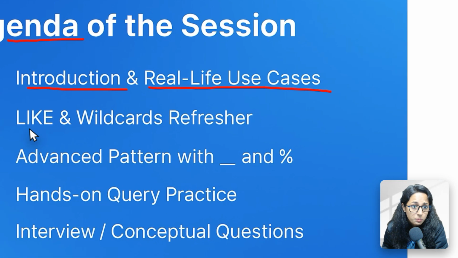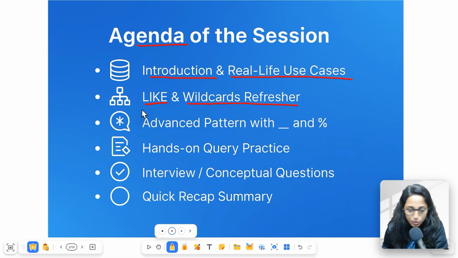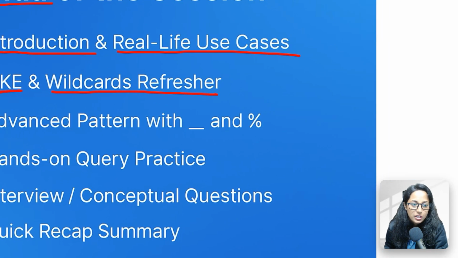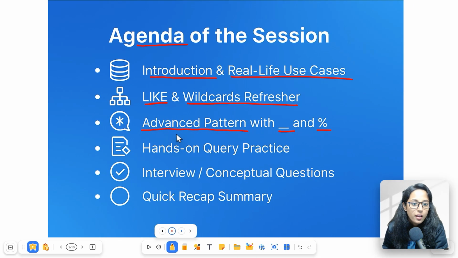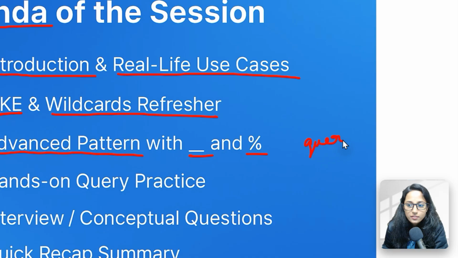Apart from that, we will be seeing what LIKE is and what the wildcard characters are. So you don't have to worry about it. We will go into the details and the depth so that you get the complete idea of this topic. Once we are done with that, then we will jump into the advanced patterns with the help of the underscore and the percentage symbol. So we will see how we are going to use these symbols while writing the queries.